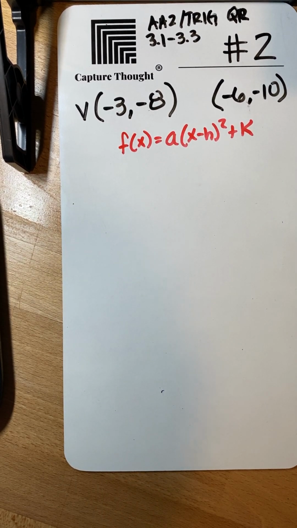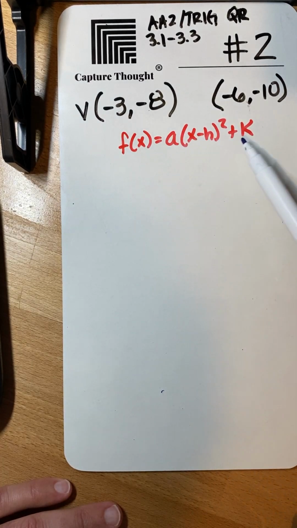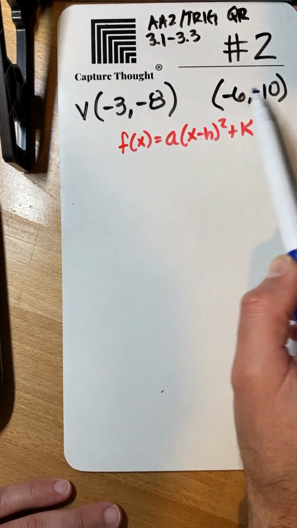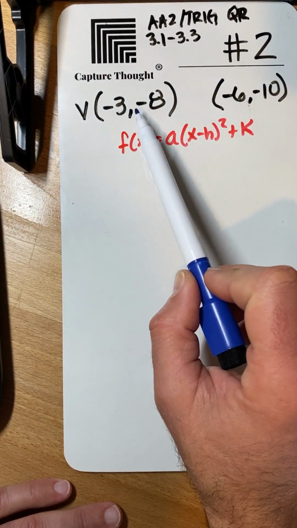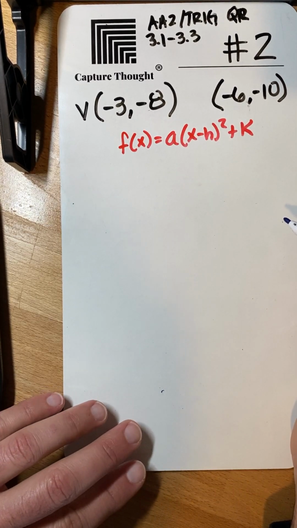So number 2 on the QR code review wants us to write a function in this form, standard or vertex form, that goes through this point, goes through this point and has a vertex at this point here. So the first thing you're going to want to do is label all the information that you have.